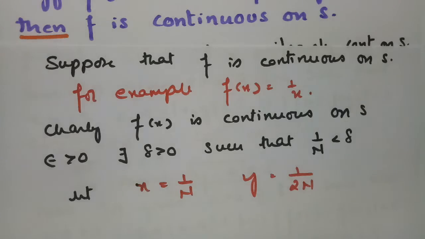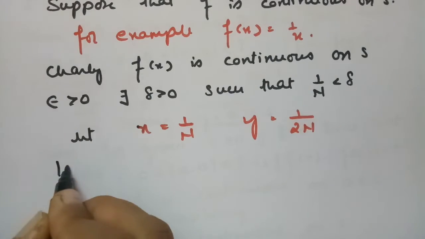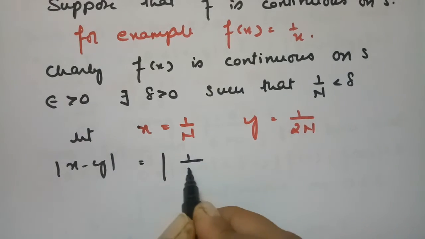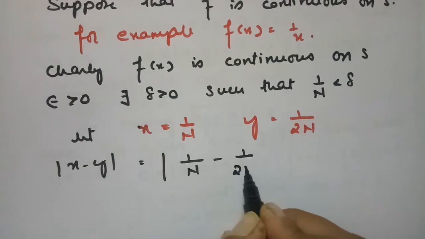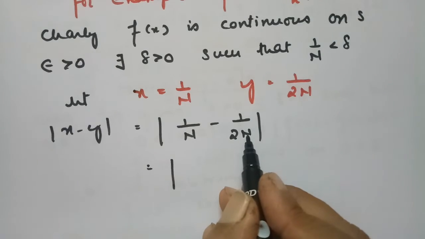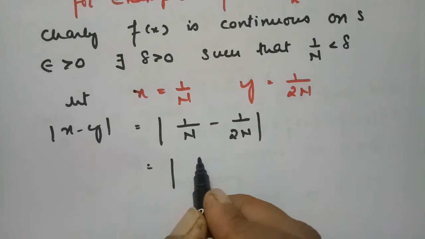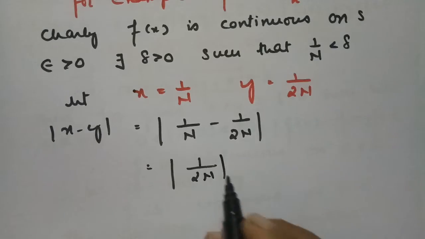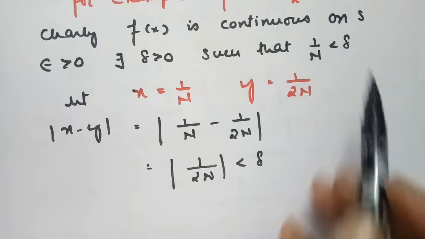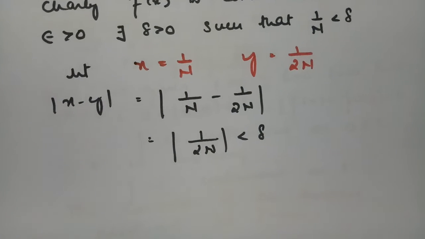Now I have to consider modulus of x minus y. What is x here? This is 1 by n, and y is 1 by 2n. If I take the LCM here, this will be 2 minus 1, which is equal to 1 by 2n, which is less than delta. So 1 by n is less than delta, and 1 by 2n is less than delta.